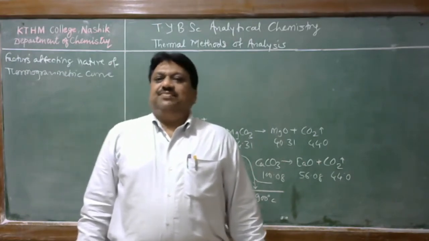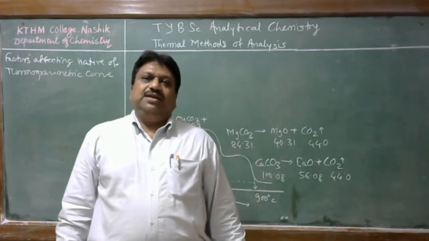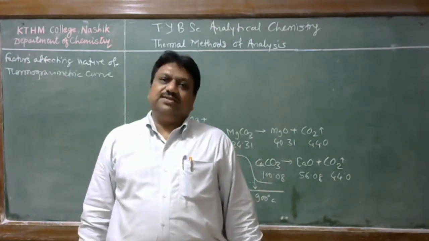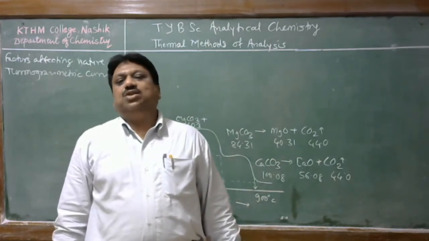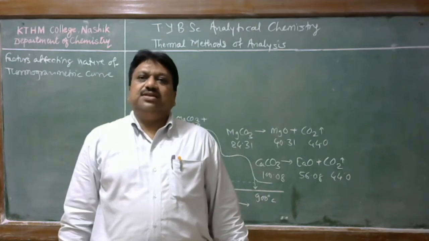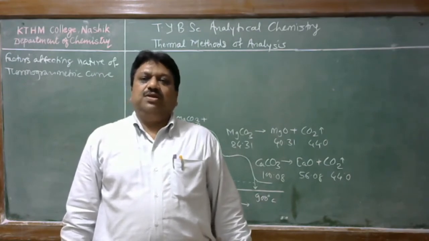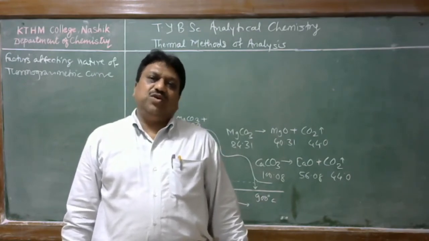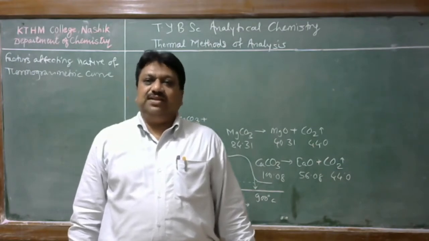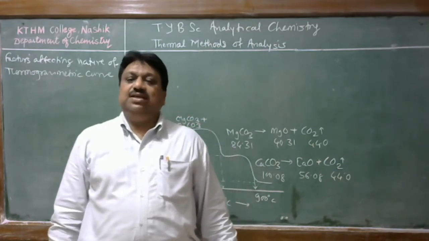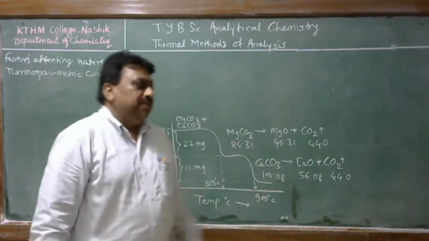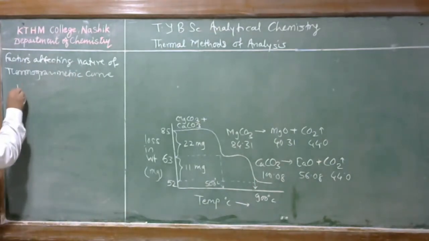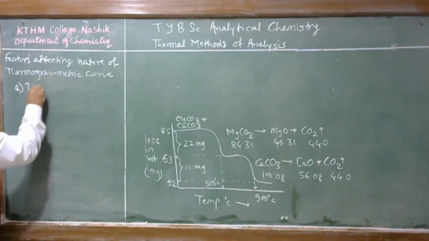Just now we discussed the different applications of the thermogram, and here we have to discuss what factors determine the nature of the thermogram. Because the total analysis in thermogravimetric analysis is governed on the basis of the thermogram, if the nature of the thermogram is different, then it directly affects the qualitative and quantitative analysis of the substance. Therefore, there are two important factors that affect the nature of the thermogravimetric curve. First one is the instrumental factor.